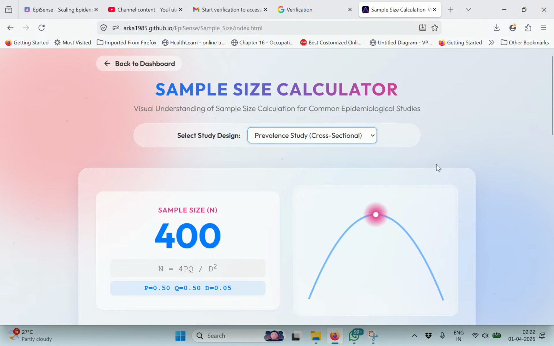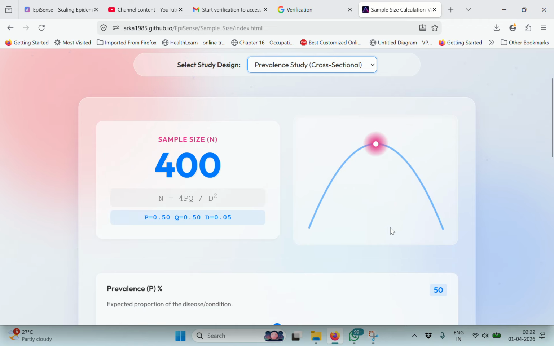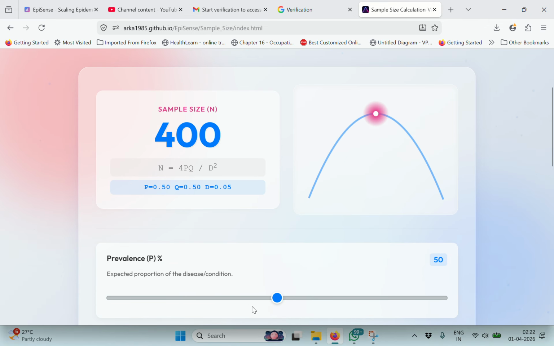So if you select, first is the intuitive understanding of why, in the sample size calculation, the popularly known formula is 4PQ by D square, with the different parameters and their description. Based on the change of prevalence, you can see how sample size changes. You can intuitively understand why we often say that if the prevalence from a previous study is not known precisely, we should consider 50%, because it gives us the maximum sample size. When the prevalence moves away from 50%, whether it increases or decreases, the sample size decreases. That's why we often say 50% gives the highest sample size.